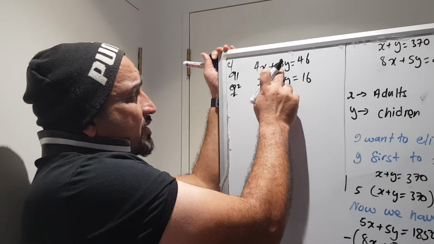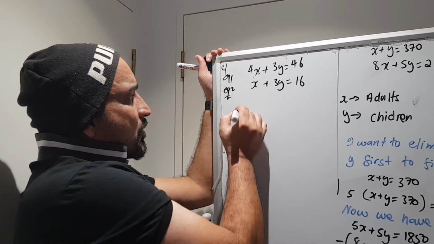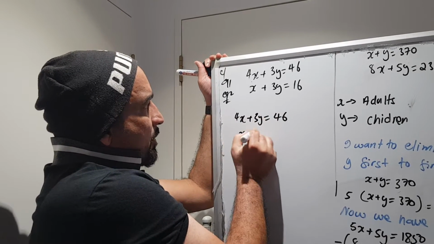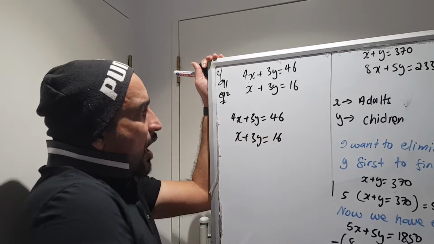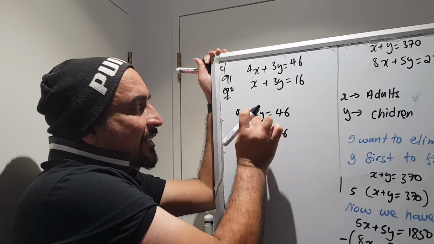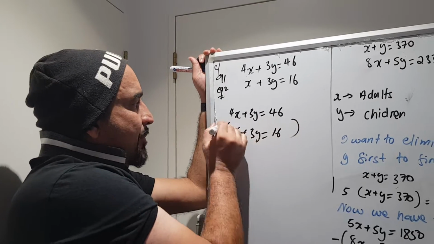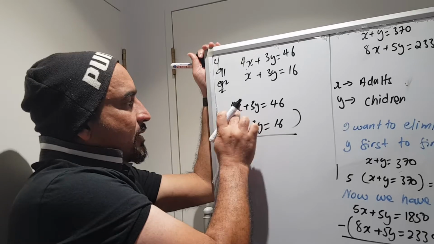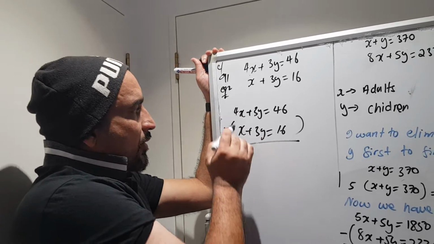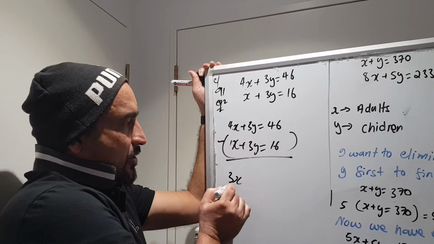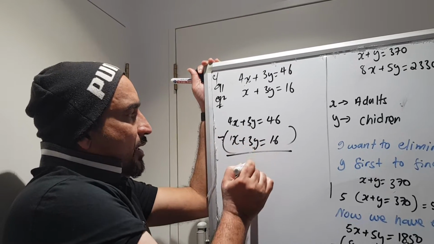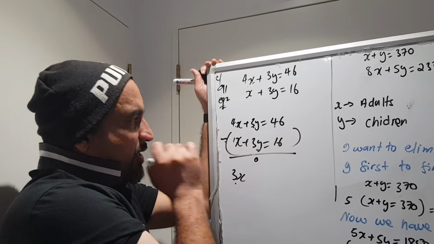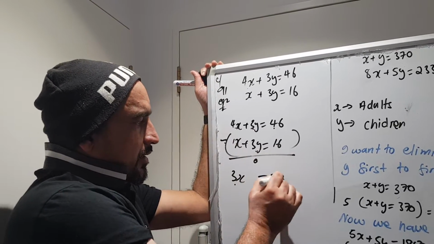I can see this is 3y and 3y. So we've got 4x plus 3y equals 46 and x plus 3y equals 16. So I can easily eliminate 3y. Why? I can subtract, because 3y will cancel 3y. So 4x take away 1x is 3x. 3y minus 3y is 0. What's 46 minus 16? 46 minus 16 is 30.